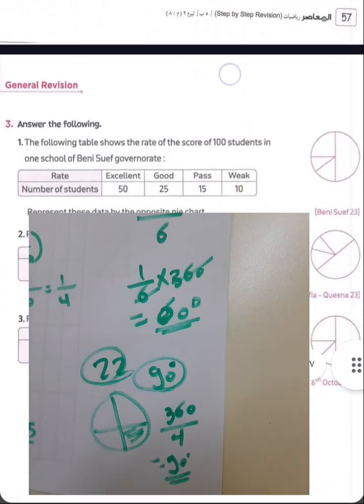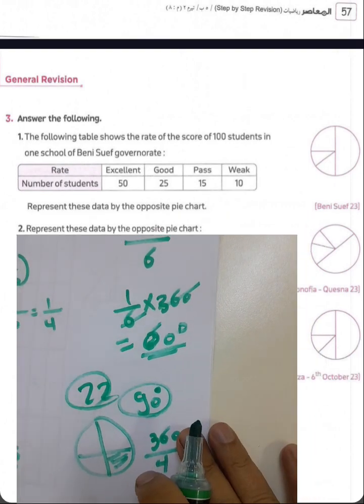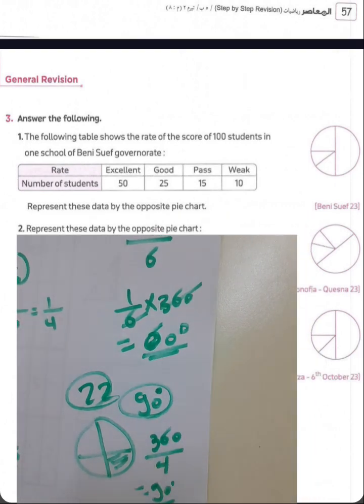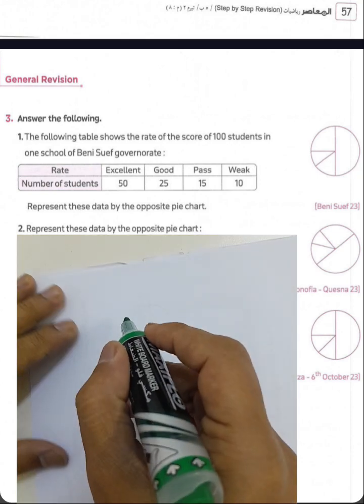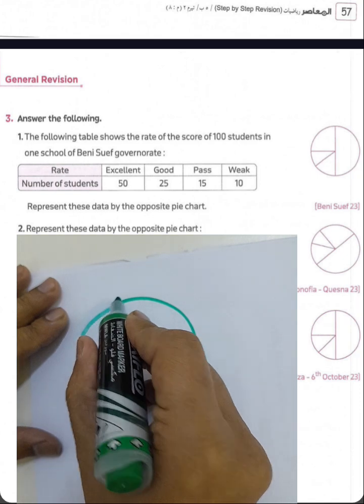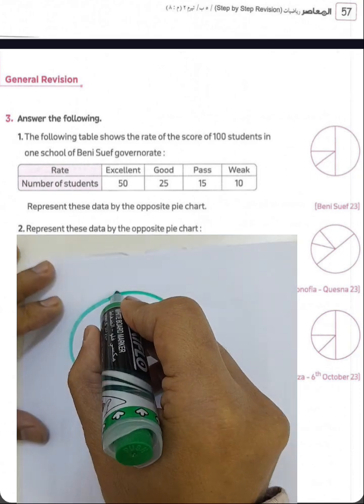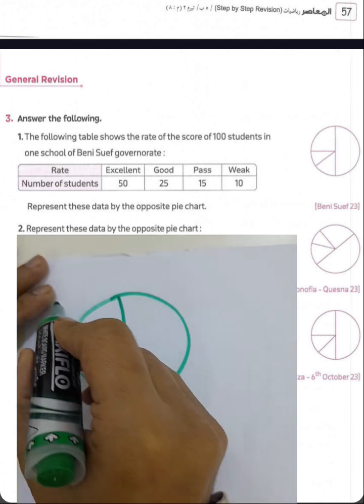Next, question number 3, answer the following. Question number 1, the following table shows the rate of scores. We have the scores here, and we want to represent all the information in a pie chart. Okay, first here, excellent was 50. 50, what does it mean? It's half of the circle. It will be excellent. It was question number 3.